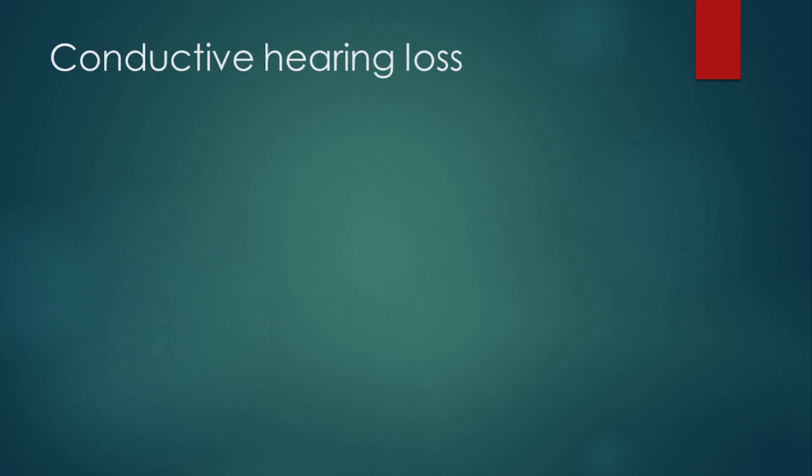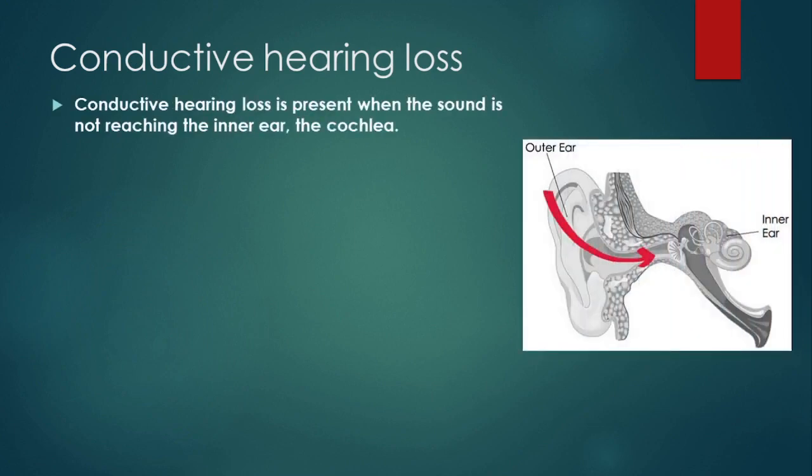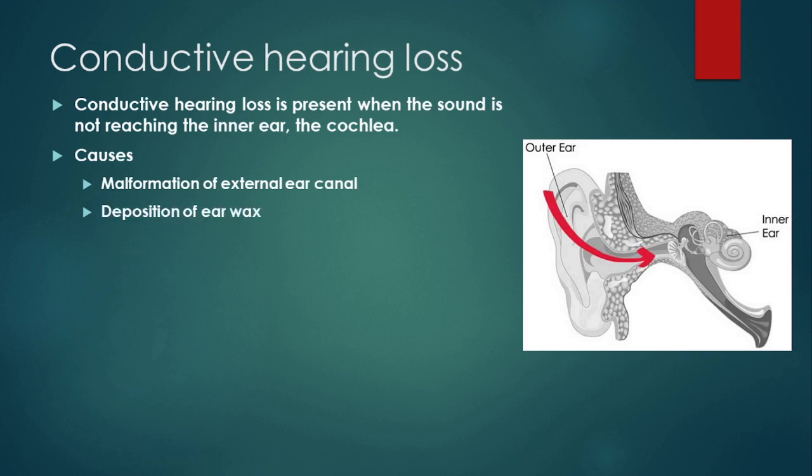First is conductive hearing loss. Conductive hearing loss occurs when there is any difficulty in the transmission of sound vibrations through the external ear or middle ear to the inner ear. The causes of conductive hearing loss include malformation of the external ear canal. If there is deposition of excess earwax in the ear canal, then also sound vibrations will not be transmitted properly to the inner ear. Ear infections can sometimes block the ear canal.